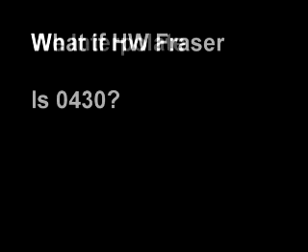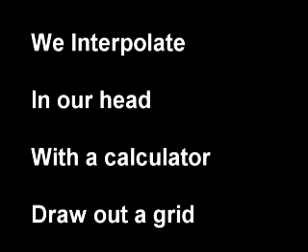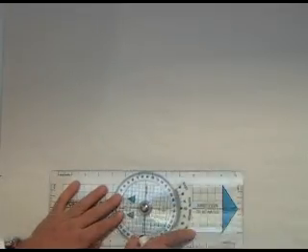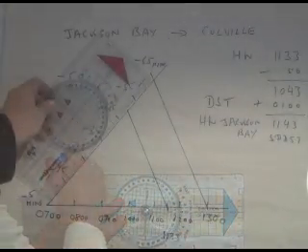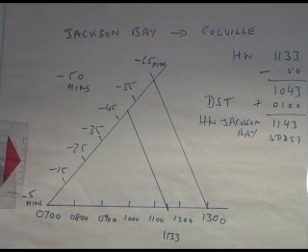Well, we have to interpolate, and we can do this in a number of ways. We can do it in our head, we can use a calculator, we can draw out a grid, but I prefer to draw out an interpolation diagram. First, we draw a horizontal line. I'm using my plotter. Then on our 45-degree line, we'll put in the time differences.